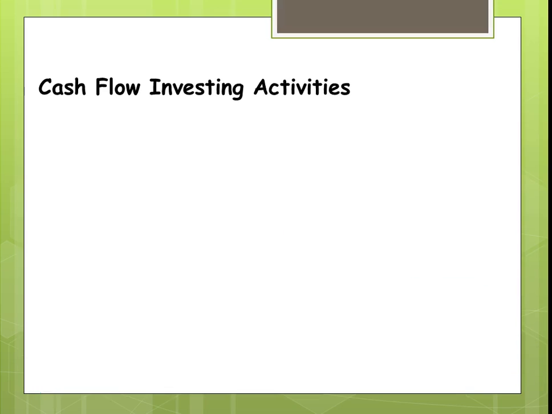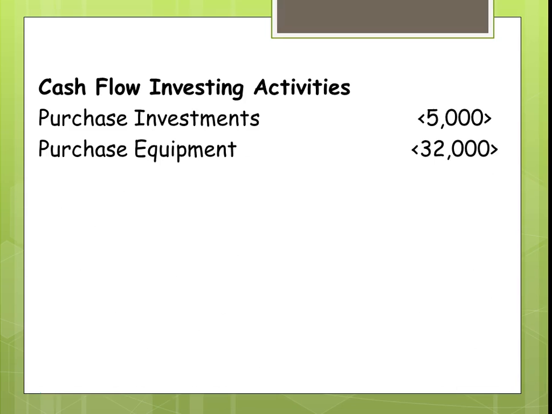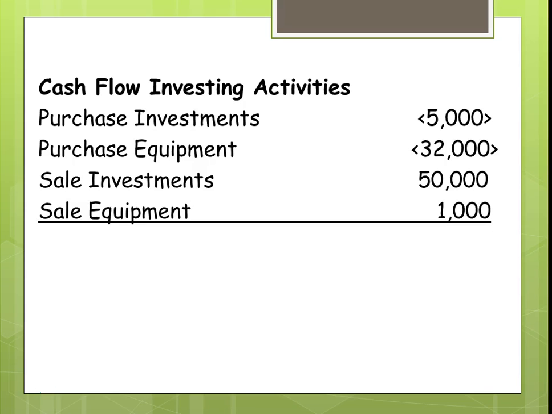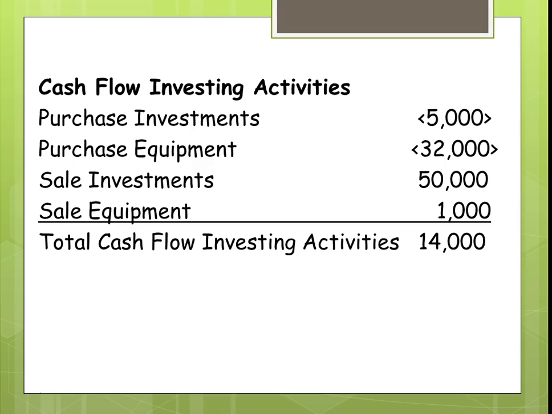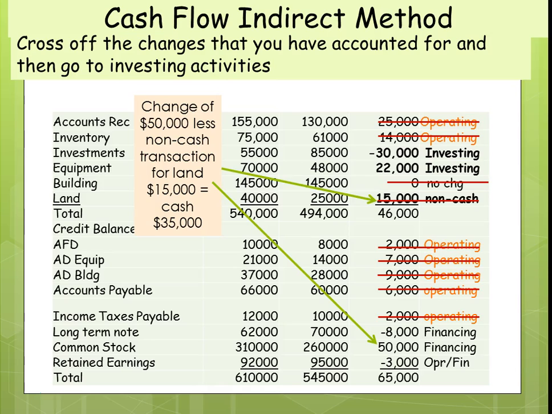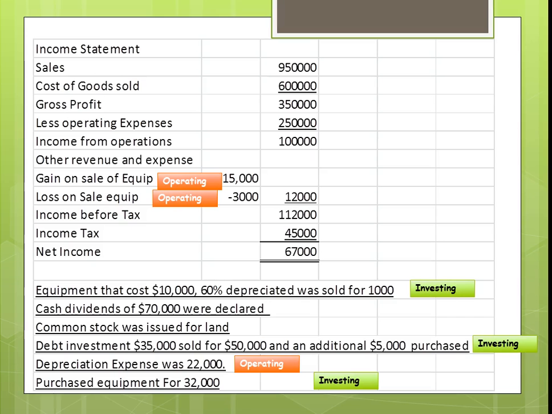So now we can do our cash flow from investing activities. We have our purchase of our equipment, purchase of our investment, sale of our investment, sale of our equipment, and now we have our cash flow from investing activities. Now we're going to cross those off so we can do financing activity. Again, we know that the change of $50,000 is not all cash because we exchanged some of it for land. So that means we're going to have to adjust that. And we also know that we have our cash dividends that we have to take into consideration.